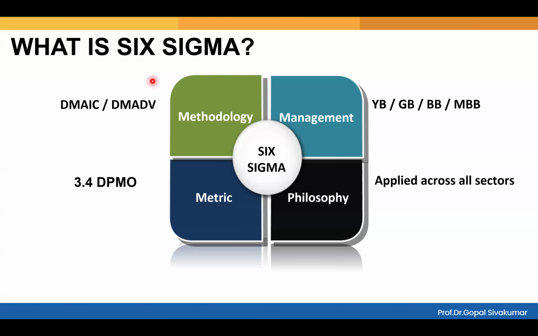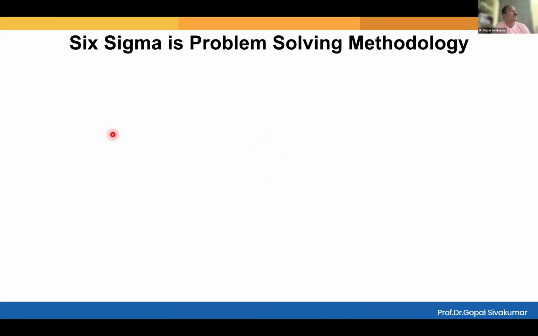Yes. For improvement, the methodology is DMAIC. For development, for example, if you want to develop a new product, the methodology is DMADV. DMAIC stands for define, measure, analyze, improve, and control. DMADV stands for define, measure, analyze. The first three are the same. The fourth one is design. The fifth one is verify. And then you have to repeat the cycle till you come to the satisfactory level. All right. So one method for improvement, the other method for development.